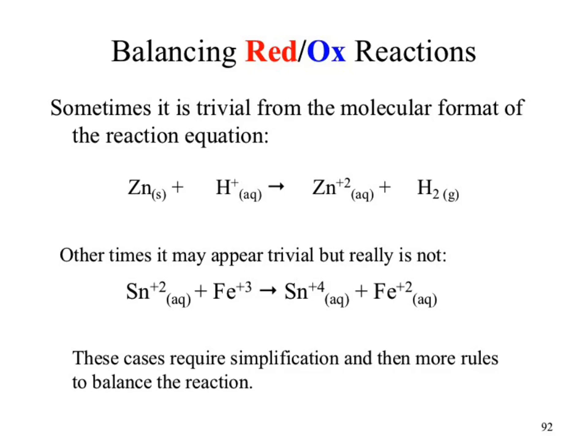Other times it may appear trivial, but is not. How many tins do we have on the left? 1. On the right? Iron's on the left. 1 and 1. That sure looks like it's balanced. However, there's one more piece that we have to be thinking about when we go through to balance. The charge. What is the charge on the left?